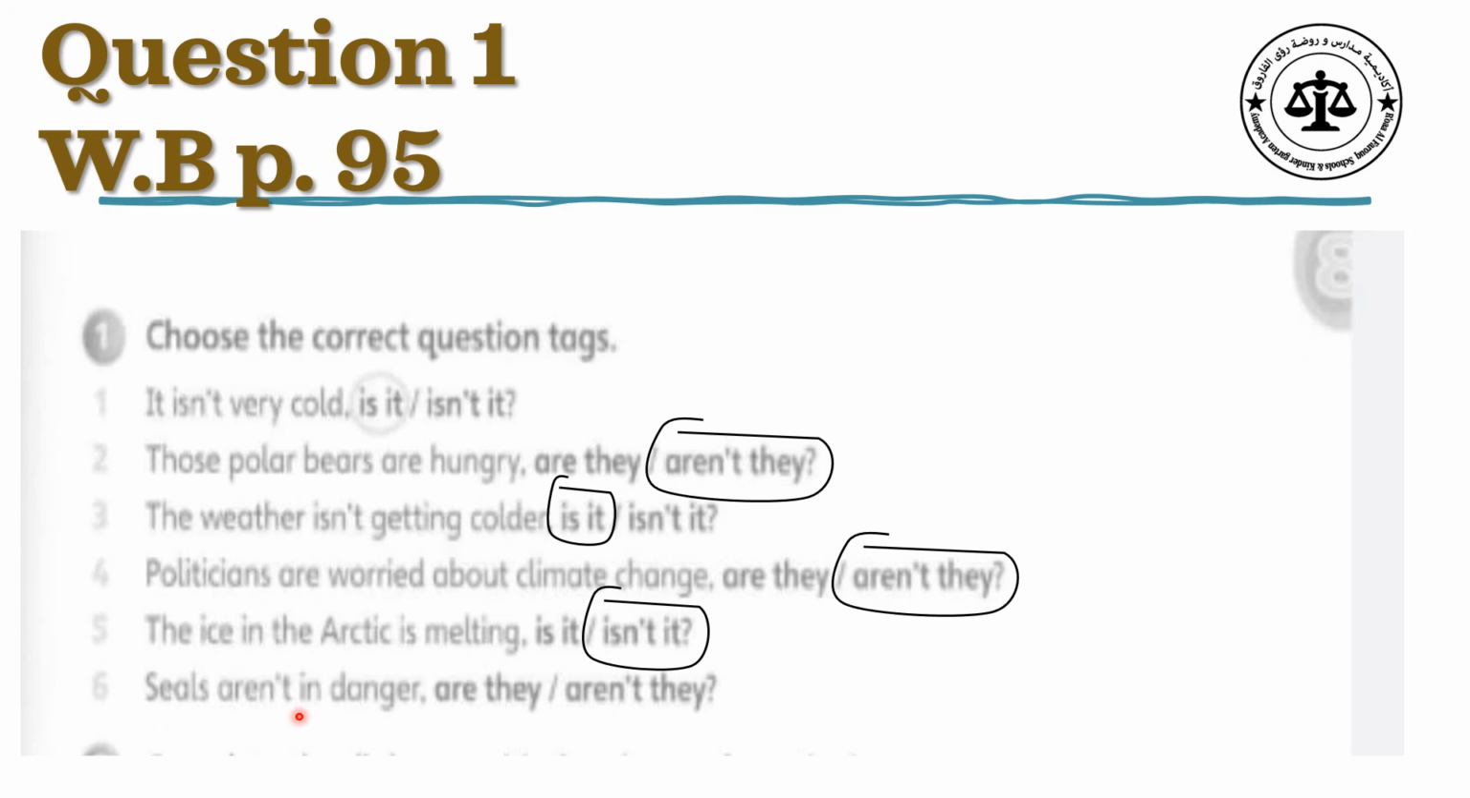Seals aren't in danger. Aren't negative. So we will choose are they. زي ما حكينا انه الجملة الأولى عكس الثانية لازم تكون. إذا الجملة الأولى positive الثانية negative. والعكس صحيح، إذا الجملة الأولى negative الثانية positive.